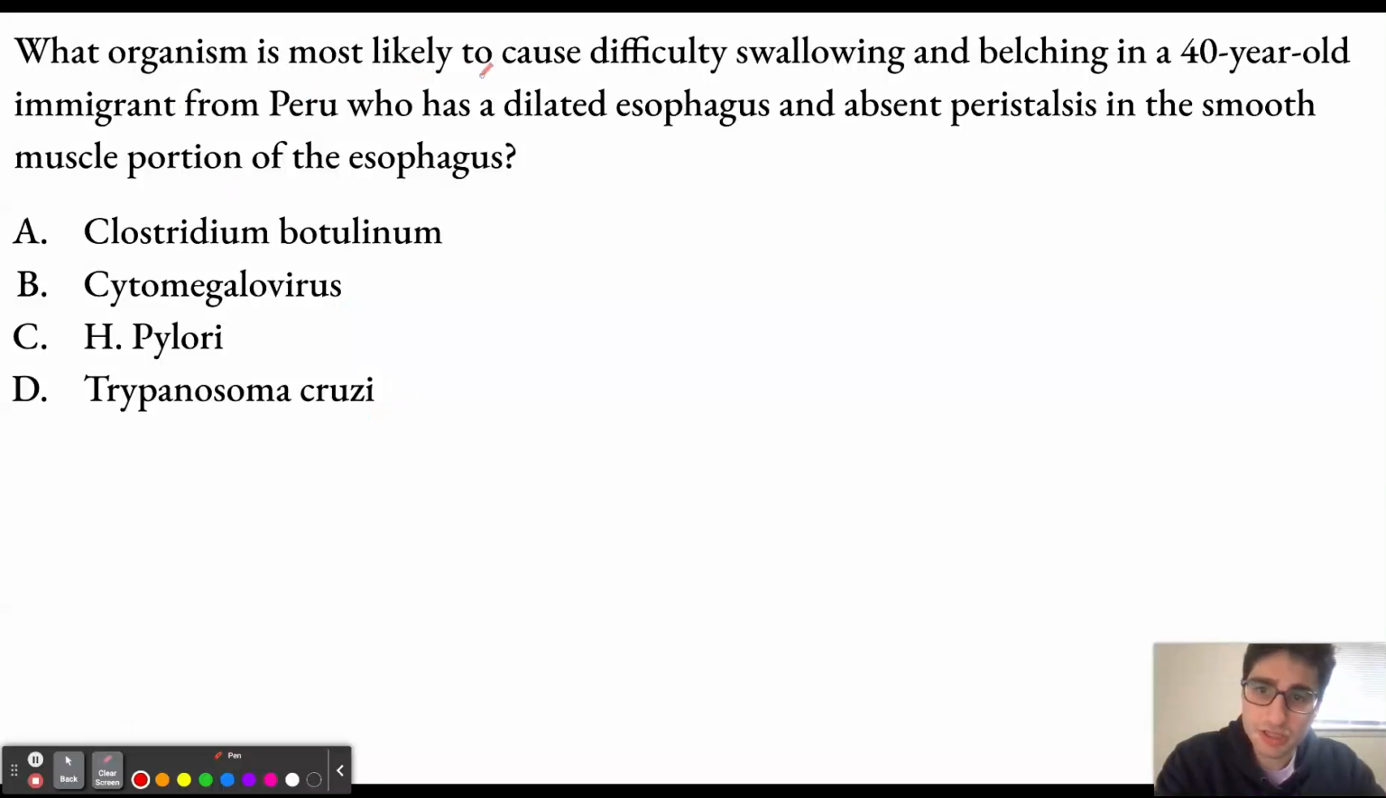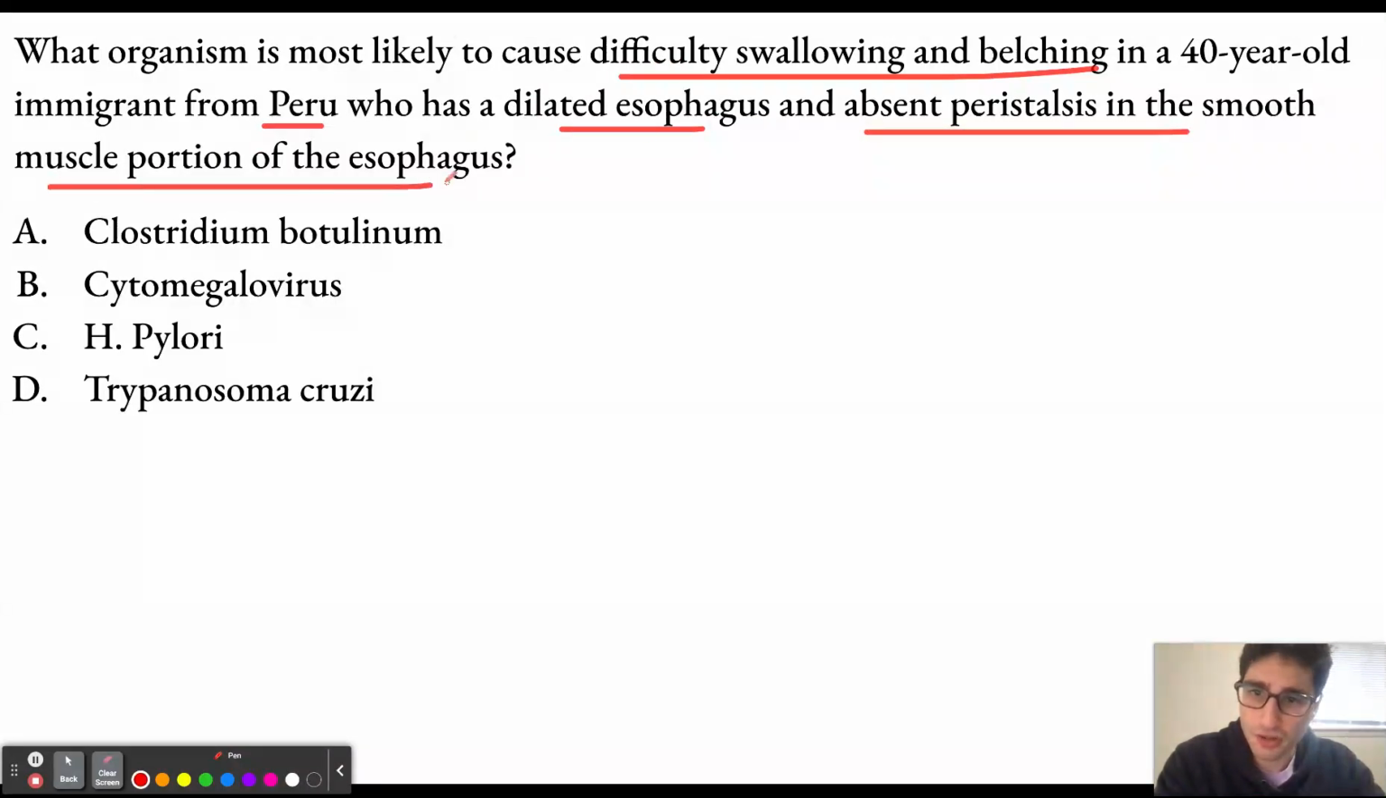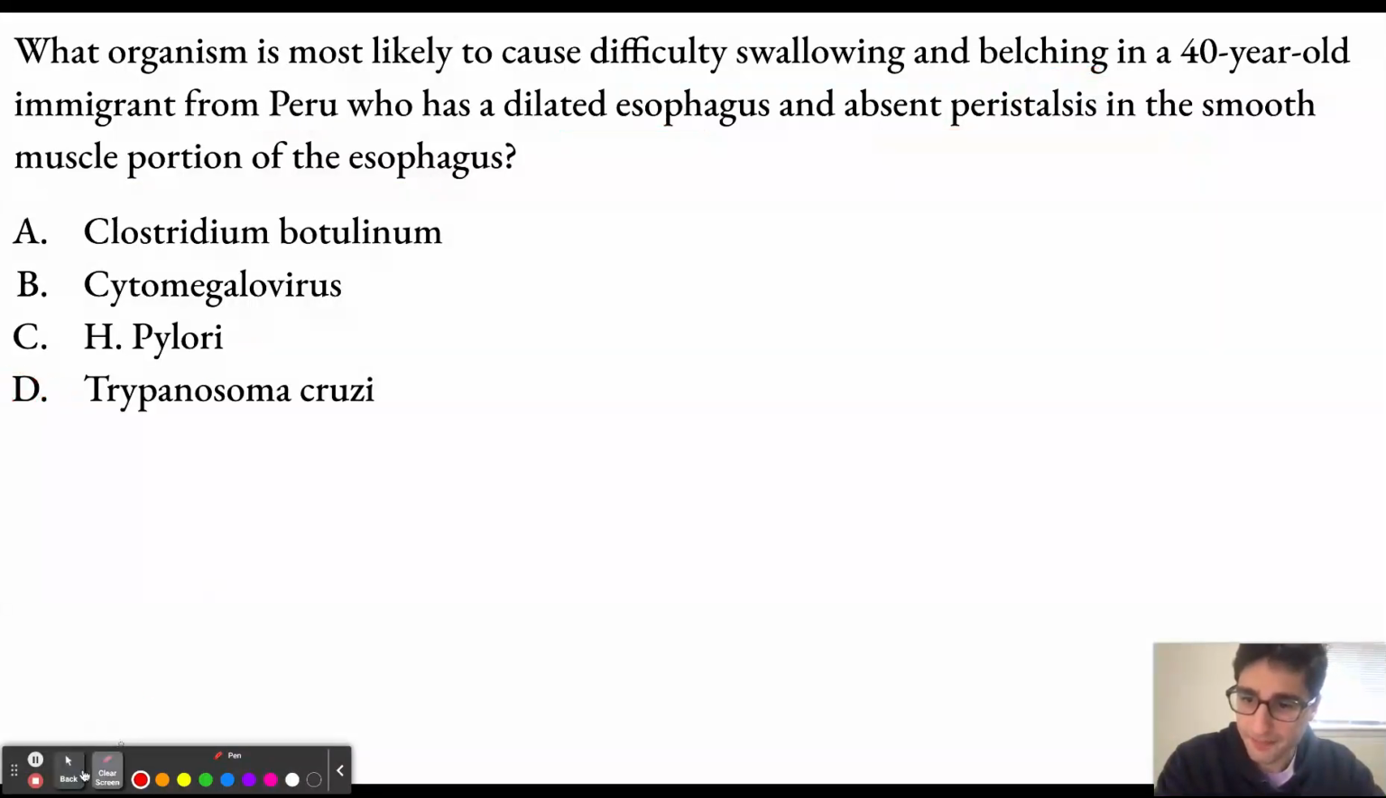What organism is most likely to cause difficulty swallowing and belching in a 40-year-old immigrant from Peru who has a dilated esophagus and absent peristalsis in the smooth muscle portion of the esophagus? Now, this patient is presenting with symptoms of achalasia secondary to Chagas disease, and Chagas disease is caused by the parasite Trypanosoma cruzi. So the answer to this question is going to be answer choice D.